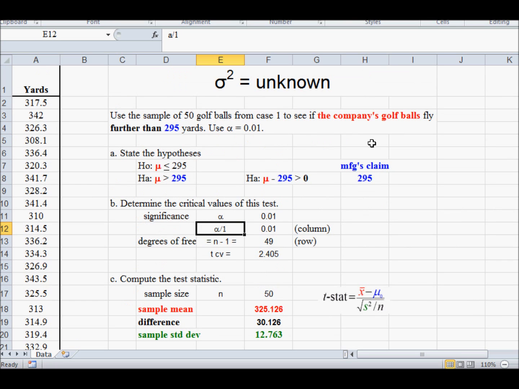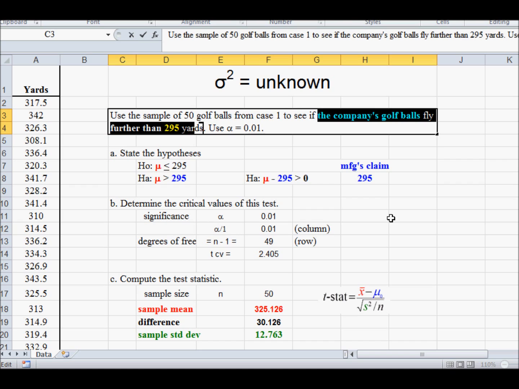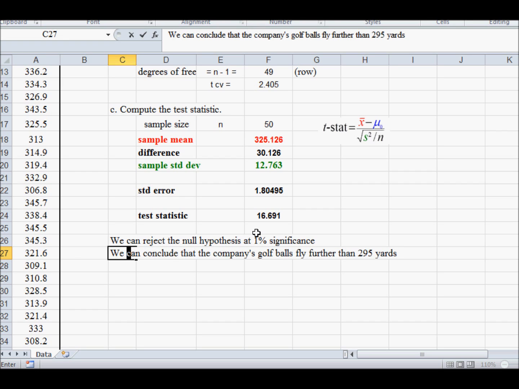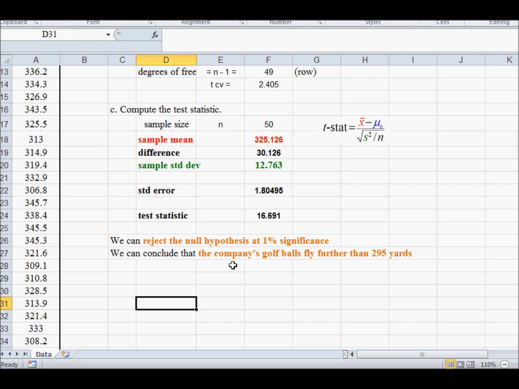So let's go back up to the original problem. And remember, that's the alternative hypothesis in word form. The company's golf balls fly further than 295 yards. So we're going to copy that, and we're going to paste it down here. So we're going to say we can conclude that, and then I'm going to paste the alternative hypothesis. When we reject the null hypothesis, remember that's saying the alternative hypothesis is true. When we reject the null hypothesis, we can conclude that the company's golf balls fly further than 295 yards.